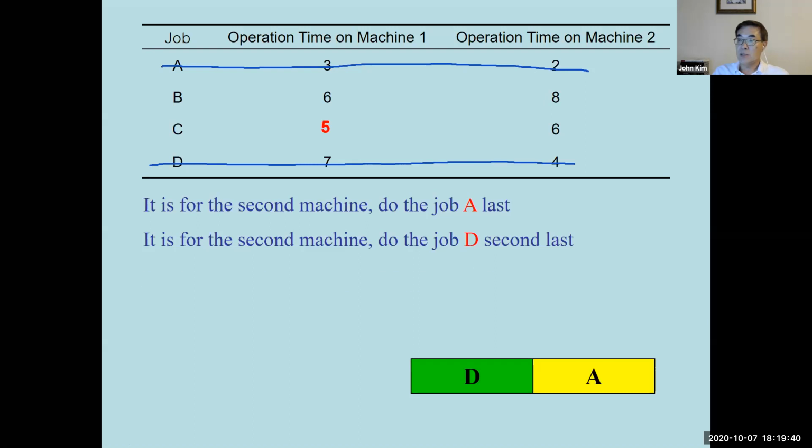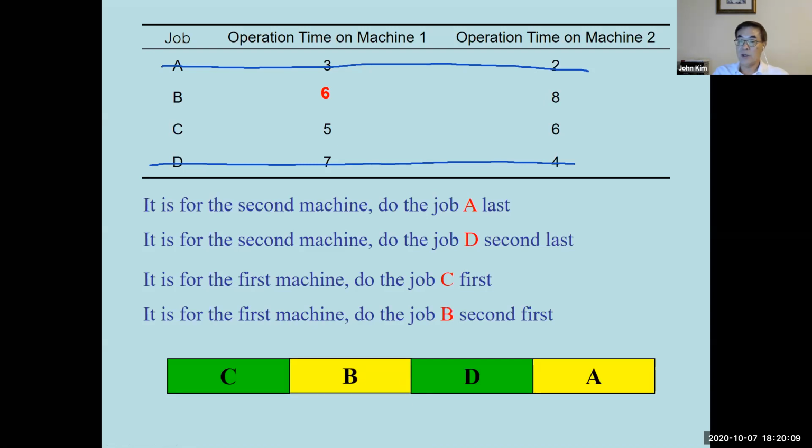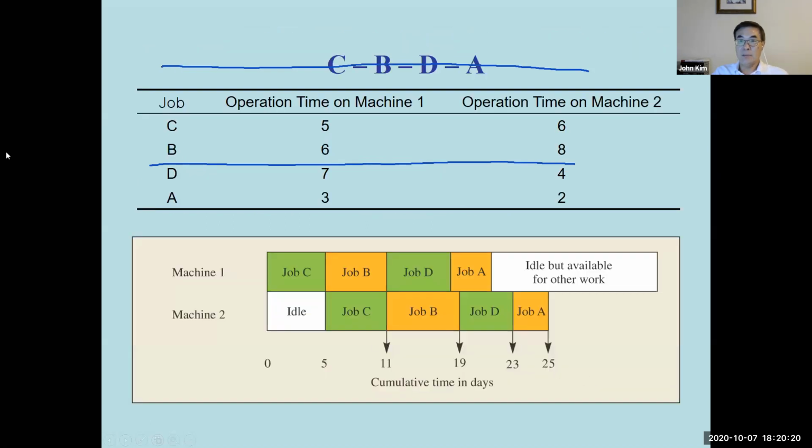So job C, and this time is for machine 1. So do the job first. So place job C first. And then the remaining job is B. It doesn't matter if it is first or second. Anyway, place job B there. So job sequencing is C, B, D, A.